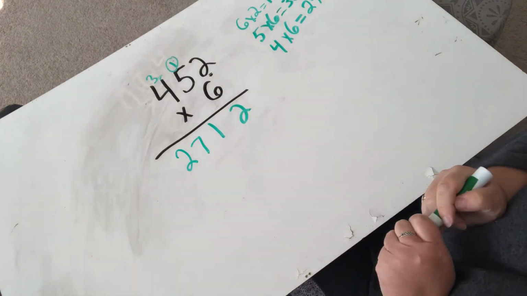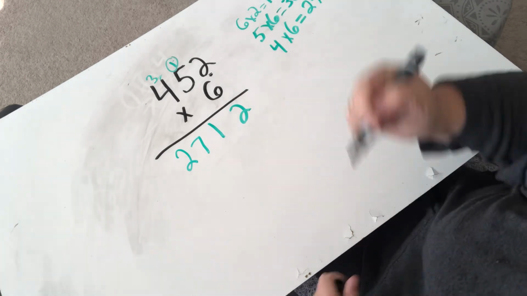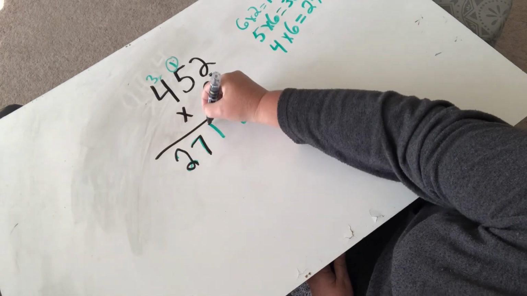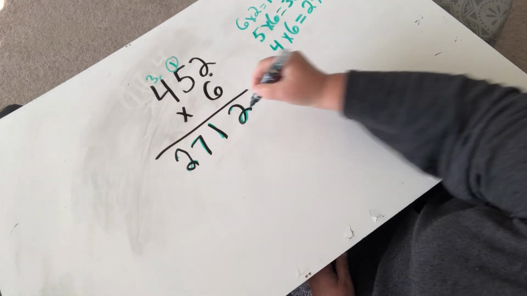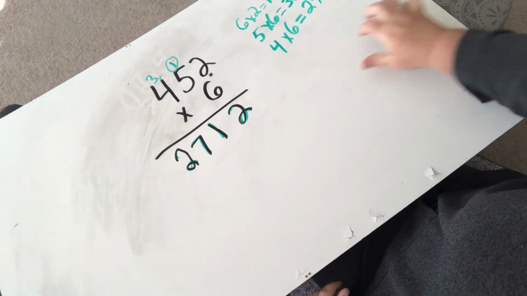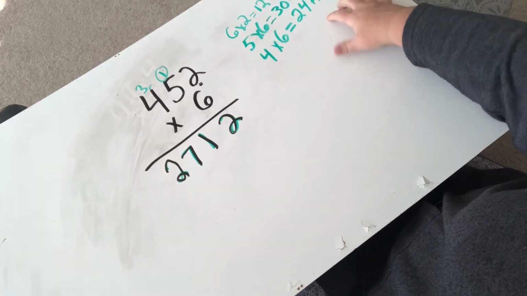So the answer to 452 times 6 is 2,712. I sometimes like to do my little multiplication over here so that I can have it somewhere where I can do that little tiny multiplication.